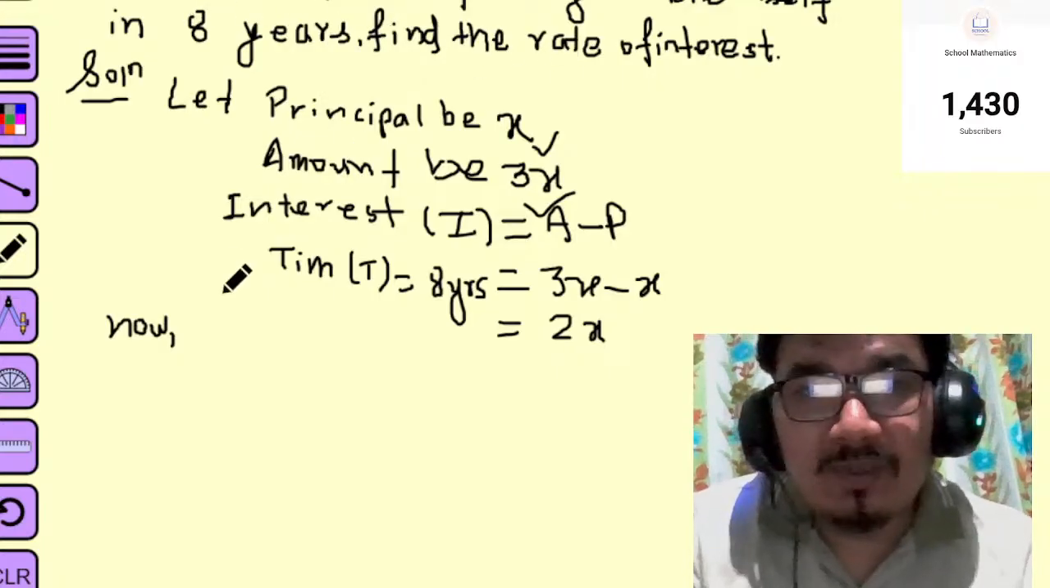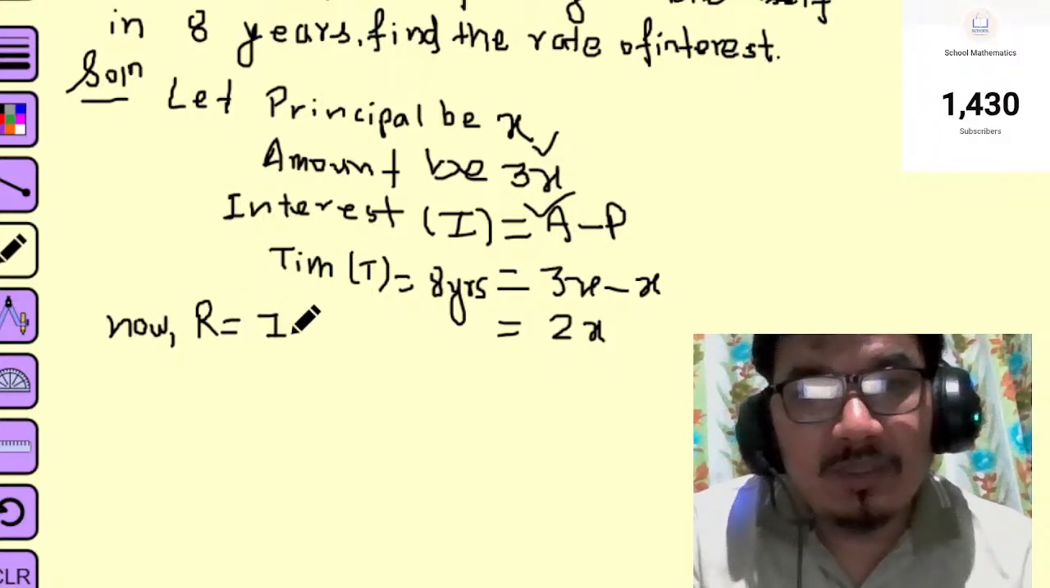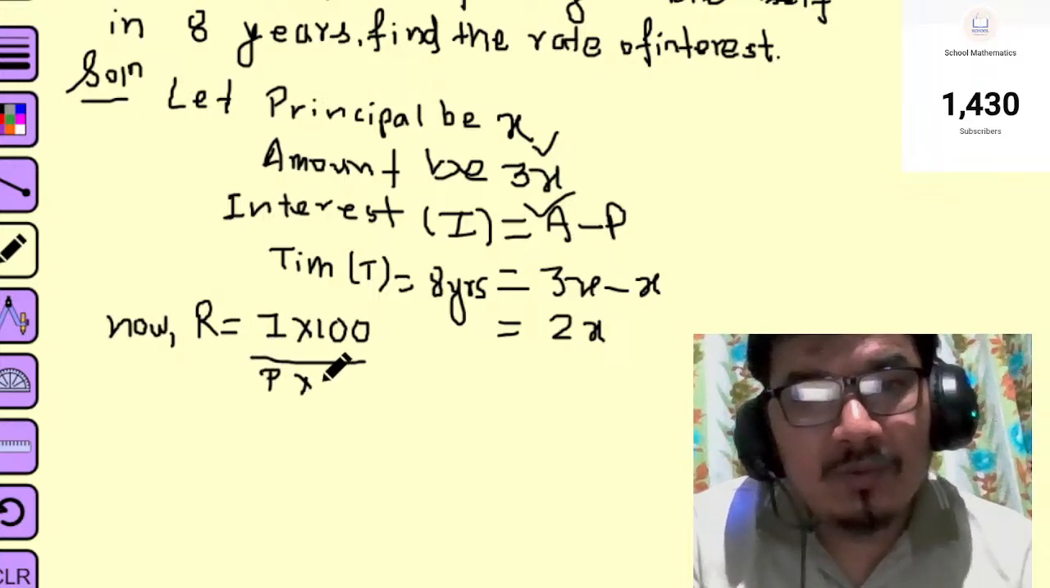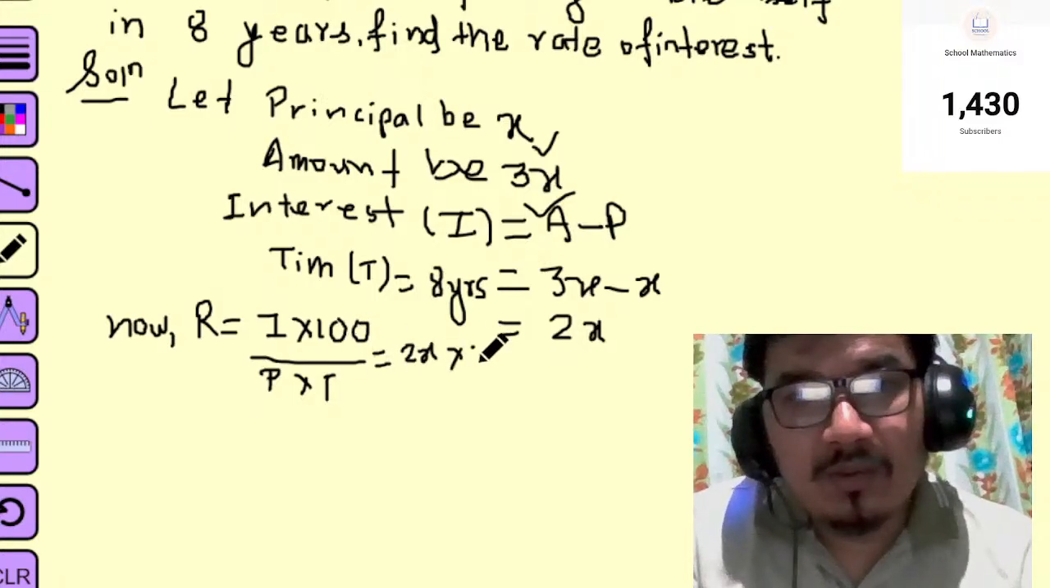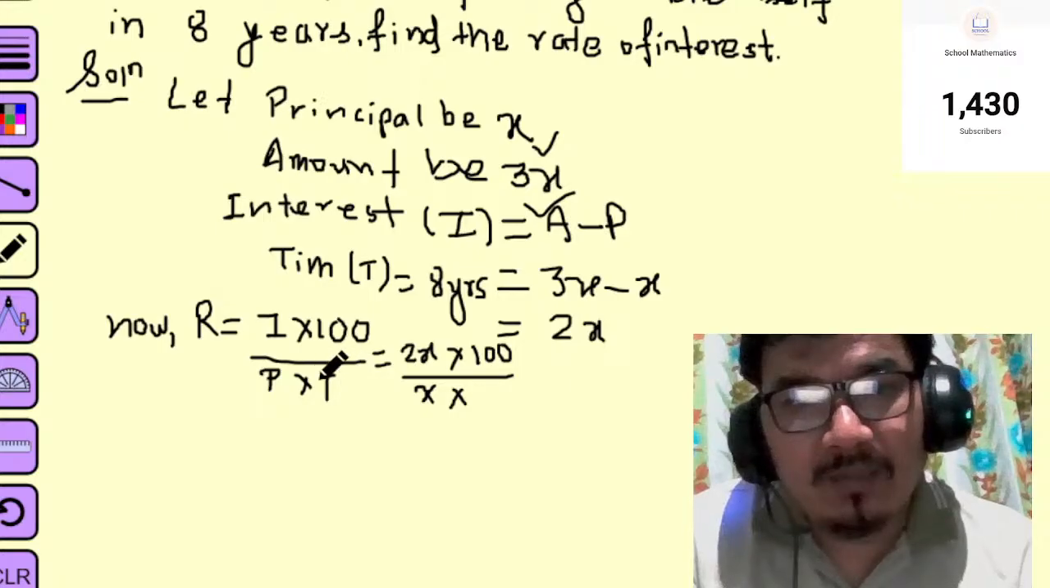We know rate of interest R equals, I have just displayed this formula, I into 100 by P into T. Then the interest we found here is 2x, and this will be multiplied by 100, and the whole upon principal, which we suppose is x, into time, which is given there as 8 years.